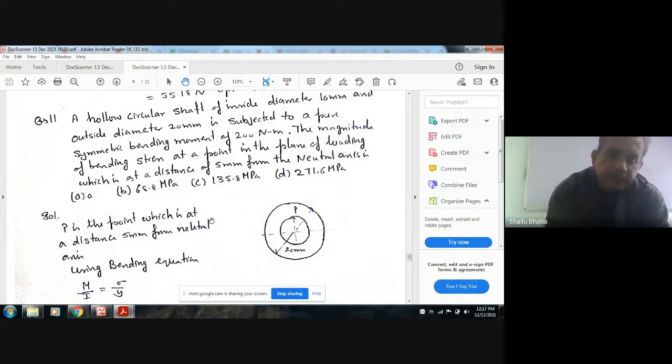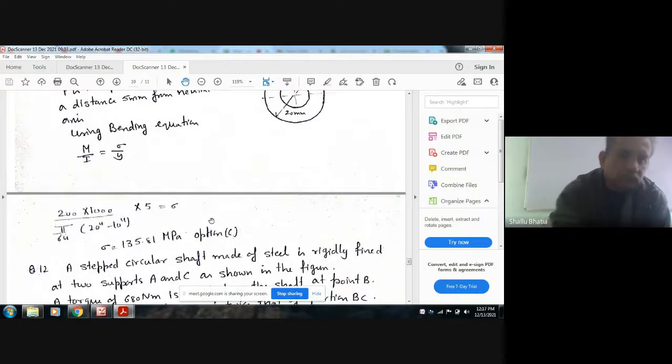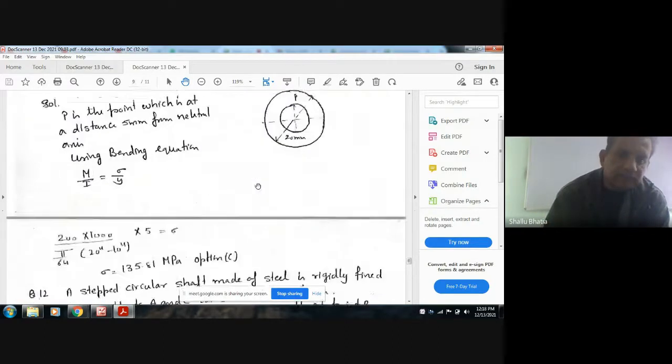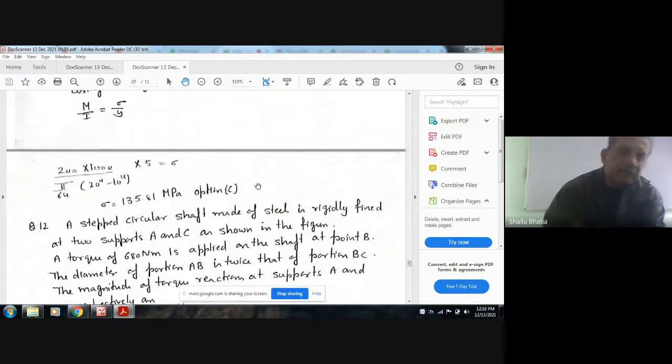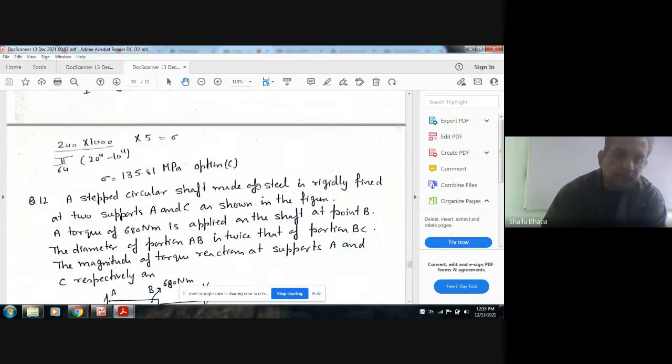So here the bending moment is given as 200 Newton meter, and the outside and inside diameters are 20 mm and 10 mm. We have to find the bending stress at a distance of 5 mm, so y is 5. I is pi by 64 into (20 to the 4 minus 10 to the 4). Using the bending equation, you can find sigma, so that is 135.1 MPa. So the answer is C. Here I is the moment of inertia about the x-axis. Okay, next.